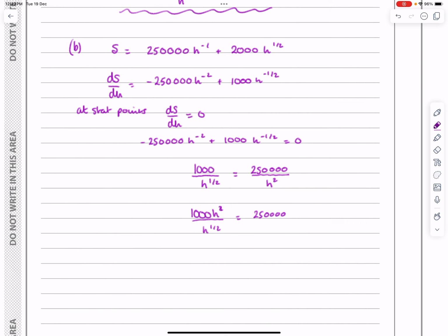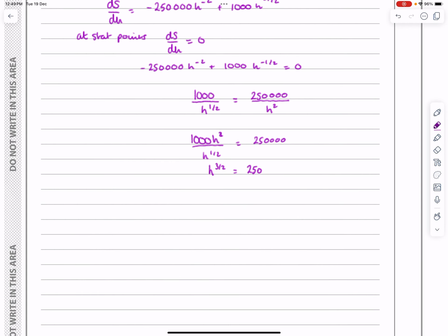But h squared over h to the half is h to the 3 over 2. When you're dividing by powers, you just subtract the powers. And 250,000 divided by 1,000 gives me 250. So I've actually got then, if h to the 3 over 2 is equal to 250, then h is equal to 250, doing the inverse of it, to the power of 2/3 there when we're going through and doing it.